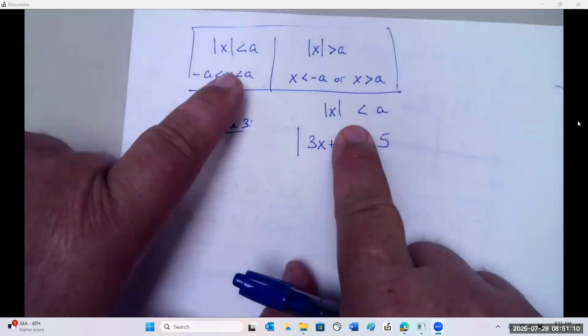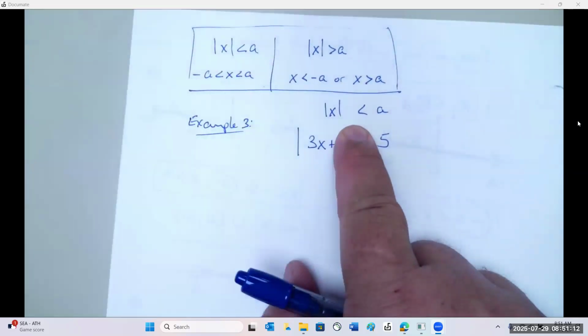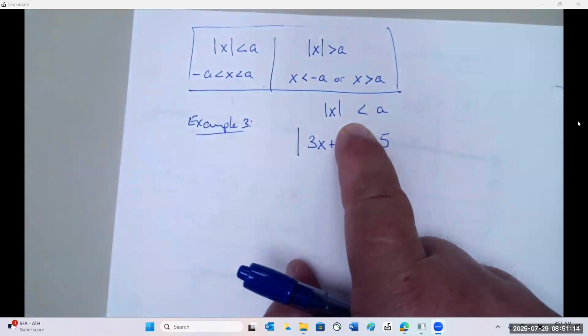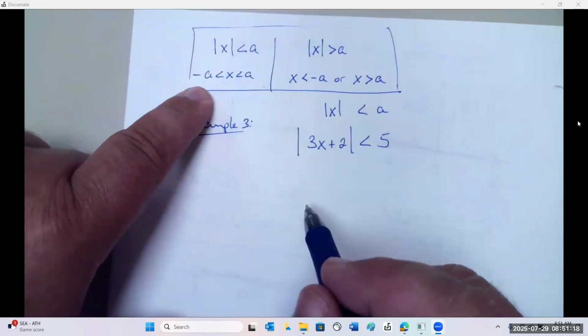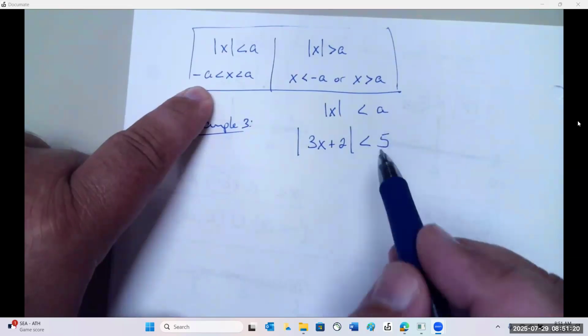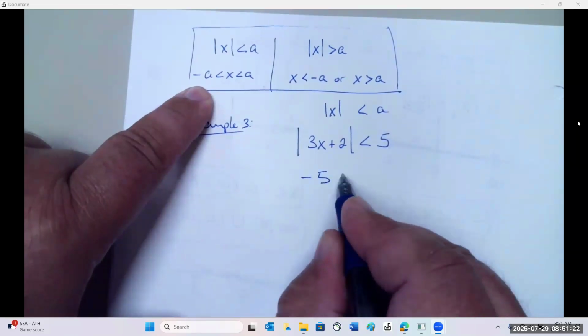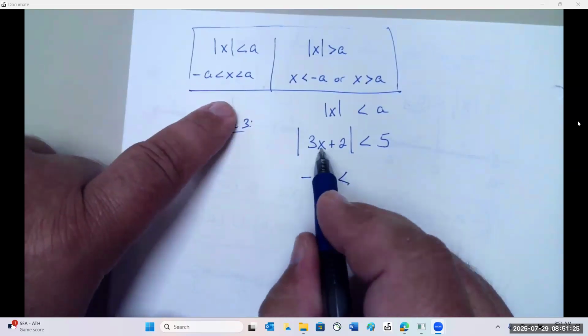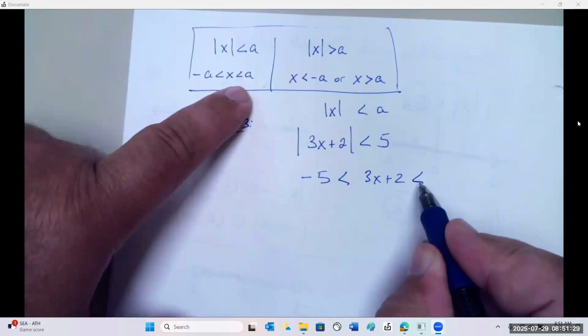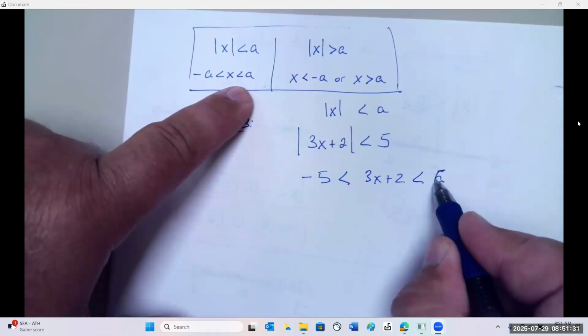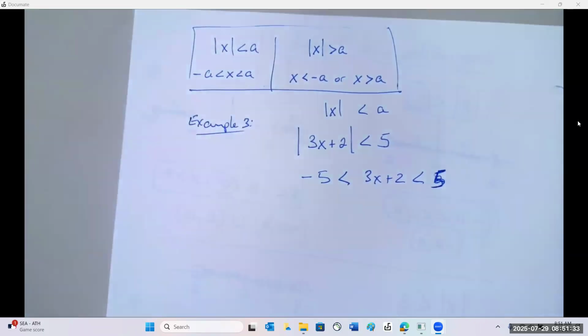So does this look like A or B? Looks like A. So all I have to do is rewrite it this way. What's my A? A is 5. So I have negative 5 is less than, this is my x, is less than A, which is 5. That's all you have to do.